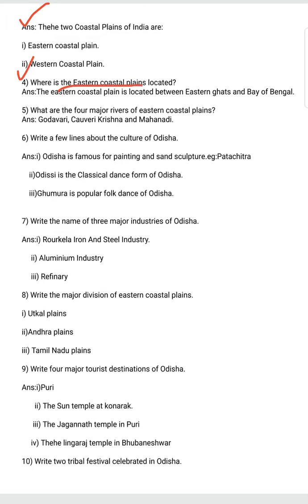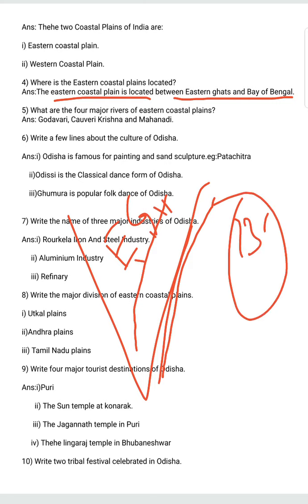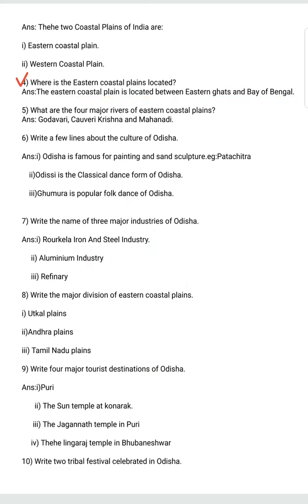Question number 4. Where is the eastern coastal plain located? The eastern coastal plain is located between Eastern Ghat and Bay of Bengal. Okay, see. This is eastern coastal plains. So here is Eastern Ghat, and here is Bay of Bengal. Alright. This is called what? Eastern coastal plain. So eastern coastal plain is located between Bay of Bengal and Eastern Ghat. Alright. So this is also important. So you can have ticks in this one.